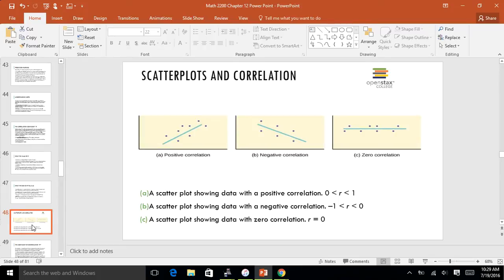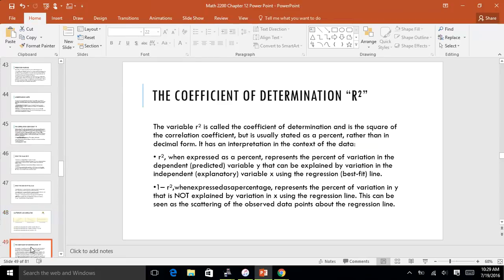Okay, so if you're looking at the scatter plot, A is a positive correlation because it's going up, remember, from left to right. B is a negative correlation because it's going down. And then C, there's no correlation. Remember, we looked at this before with slope. It's almost the exact same thing.